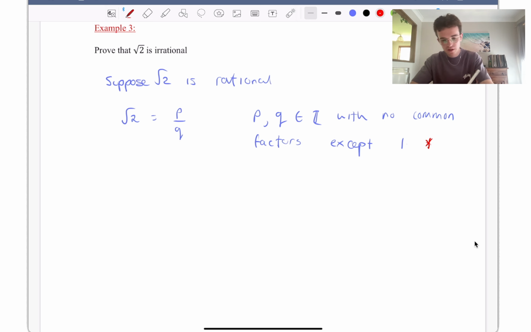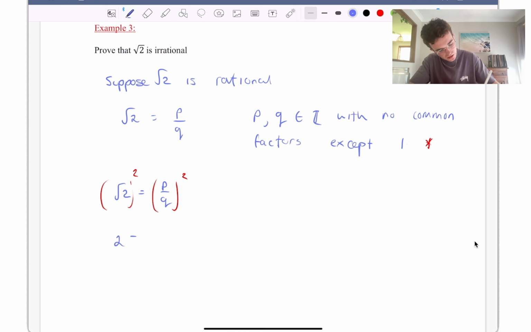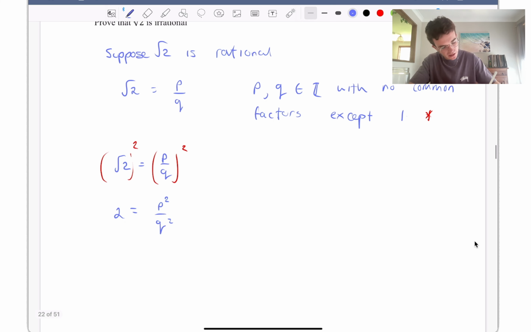Let's square this, for example. So let's go root 2 equals p on q. Let's square each side. That would tell us that 2 is equal to p squared over q squared, which is telling us that 2q squared is equal to p squared.